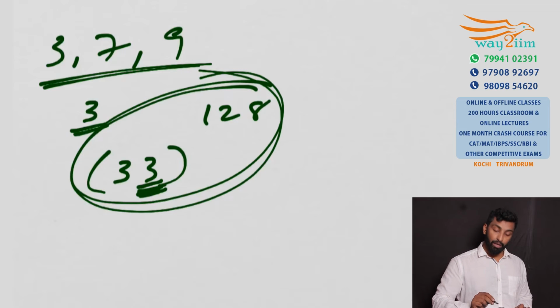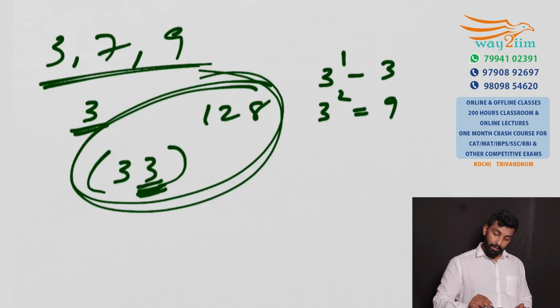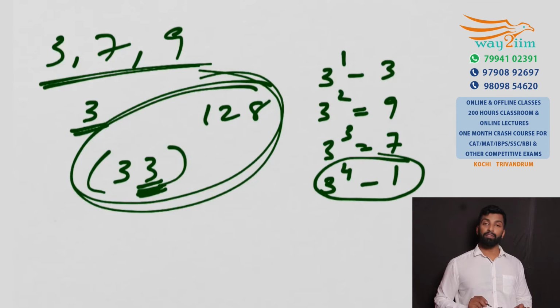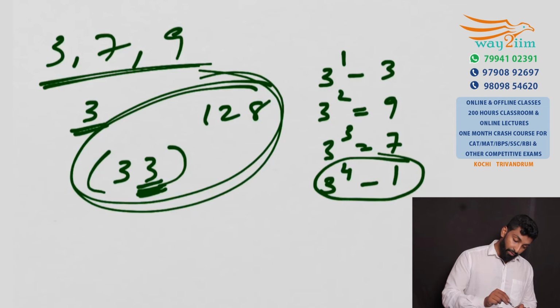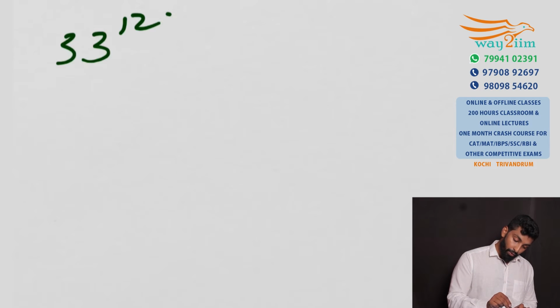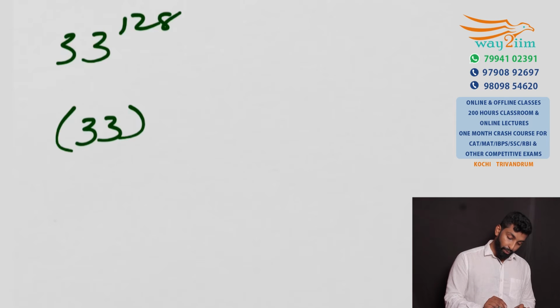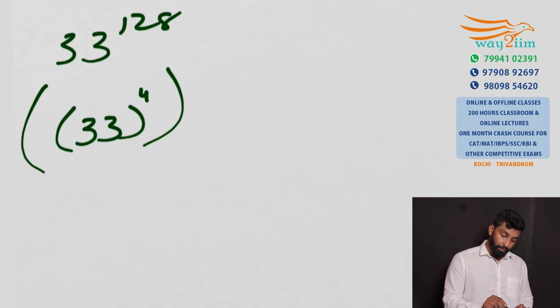And we know the power cycle of 3, right? 3 raised to 1 is 3, 3 square is 9, 3 cube is 7, 3 raised to 4 is 1. So the fourth power of 3 will always end in 1. So we can convert 33 raised to 128 in such a way that the number in the bracket will end in 1. That means 33 raised to 4, whole raised to 32.